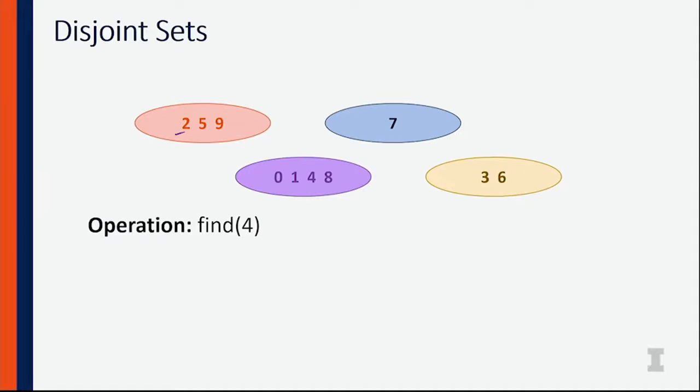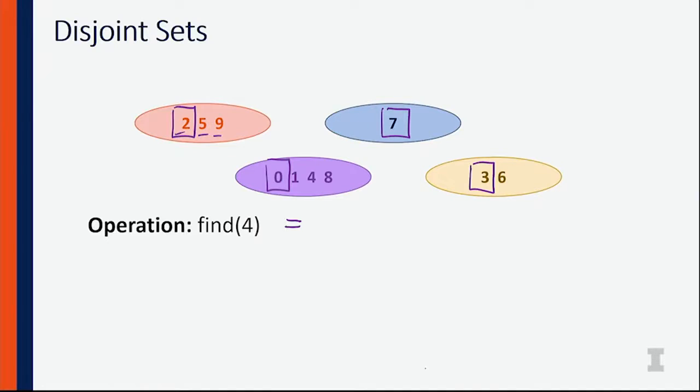So if we look at this set right here of 2, 5, and 9, the identity element for this set is 2. The identity element for this set here is 7. The identity element for the set 0, 1, 4, and 8 is 0. The identity element for the set 3 and 6 is 3. The big idea is we need to make sure the identity element for every single set is unique so that we can differentiate one set from another, but we also know that the identity of every single element within a given set is going to be the exact same thing.